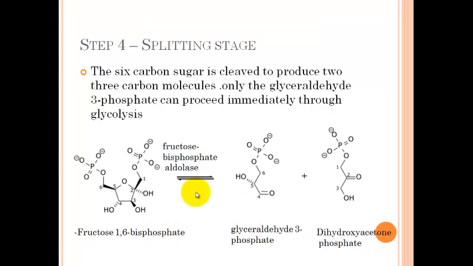The fourth step, this is a splitting reaction. Fructose 1,6 bisphosphate splits into glyceraldehyde 3 phosphate and dihydroxyacetone phosphate. So you can see the 6 carbon molecule fructose 1,6 bisphosphate splits into 2 3 carbon molecules. So remember that only glyceraldehyde 3 phosphate can proceed immediately through glycolysis.